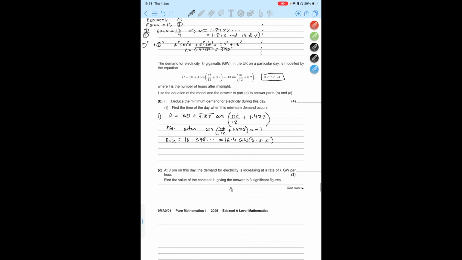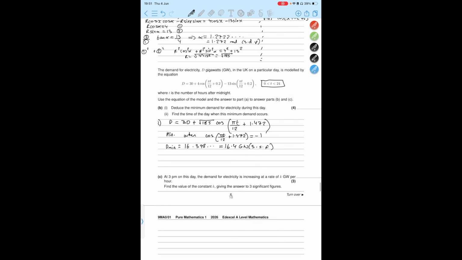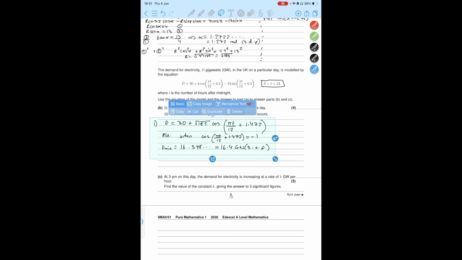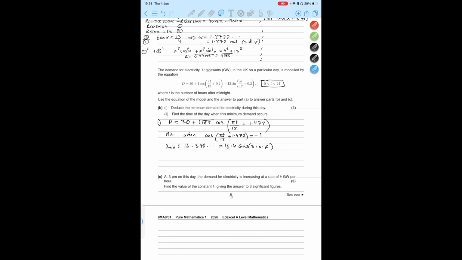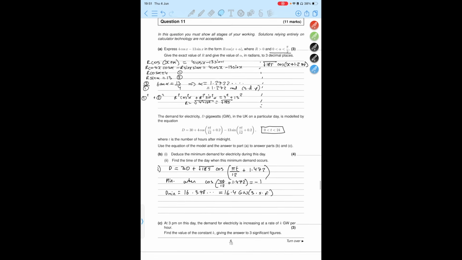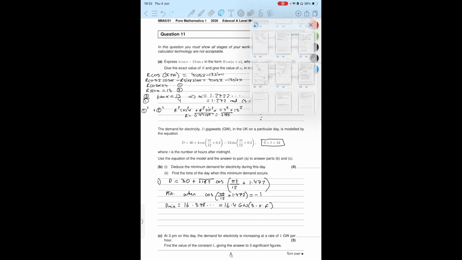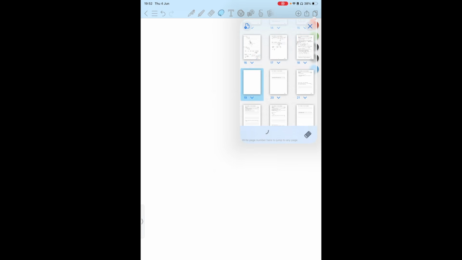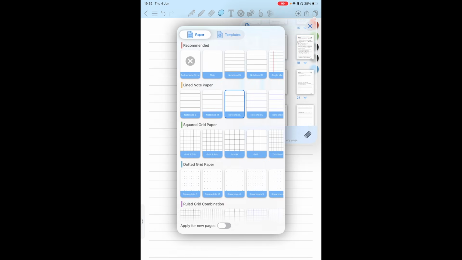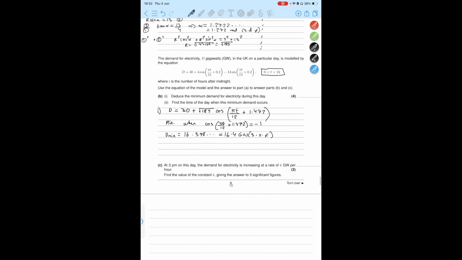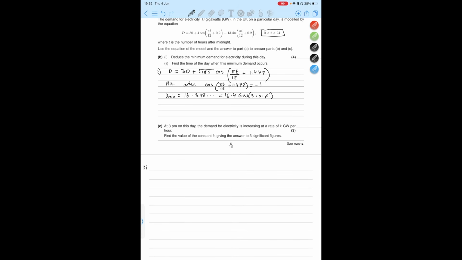Okay, now let's work on part II. I'm just going to shrink this and shift it to the side. Actually, that's going to be a bit of a problem, isn't it? Okay, I'm just going to insert a page again. Sorry if this is getting confusing. Hopefully it's still easy to follow. Not much I can do, I'm afraid. I'm just going to label it here so everyone knows. Part BII. Find the time of the day when this minimum demand occurs.